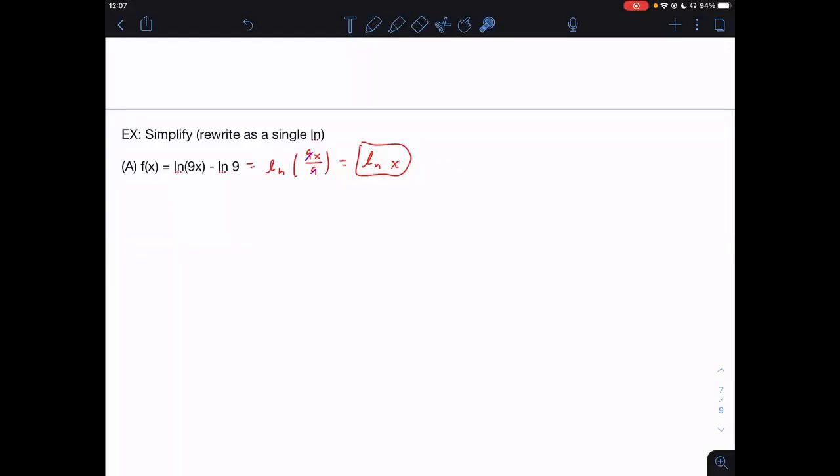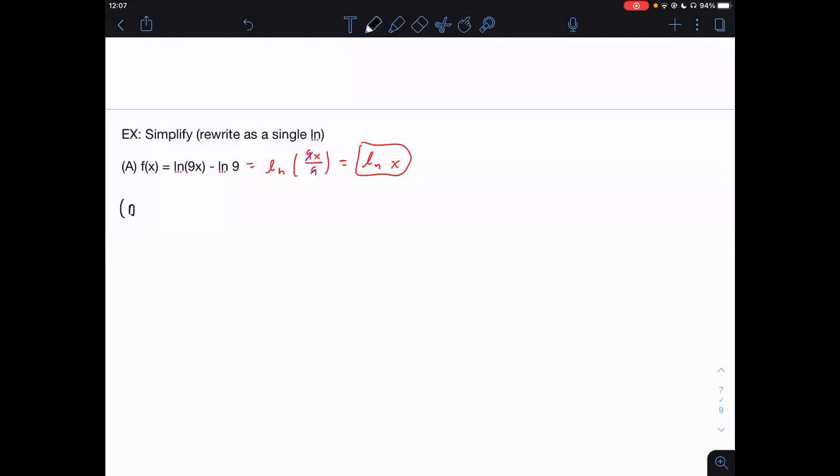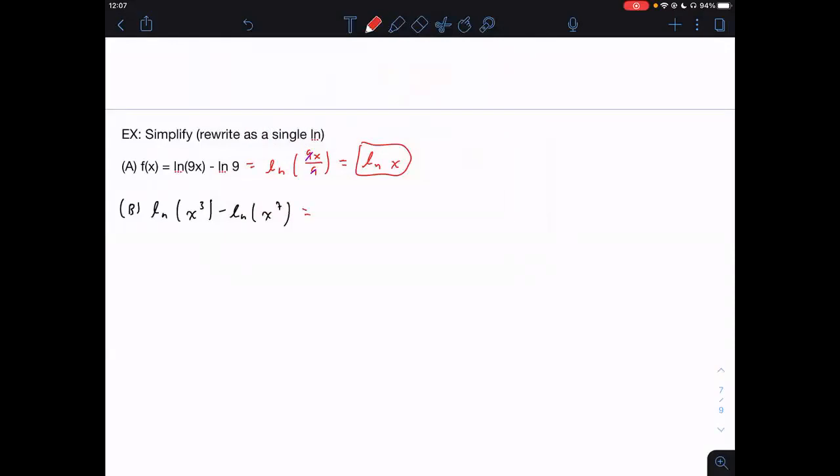What if we have, say, for part B, the natural log of x to the third minus the natural log of x to the 7th as the expression we want to simplify? Well, again, here we're subtracting two terms with the same natural log base, so we can rewrite this as division. So this becomes the natural log of x to the third over x to the 7th.